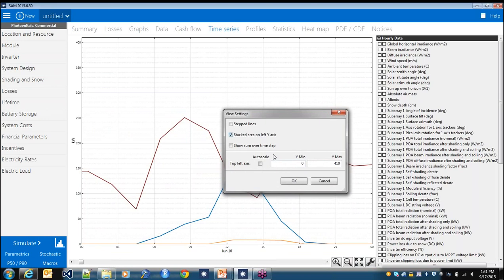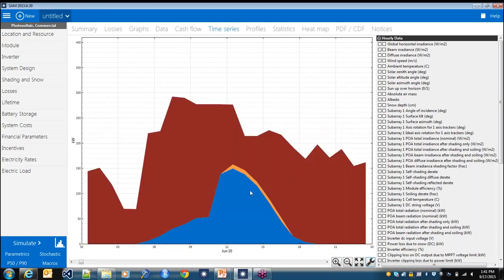You can click and look at stacked area on left y-axis and see that indeed we do have a little bit of battery power being discharged over the period of 12 p.m. to 6 p.m. It's kind of up to you at this point to start looking at your load profile and tailoring it a bit further based on the behavior you see.